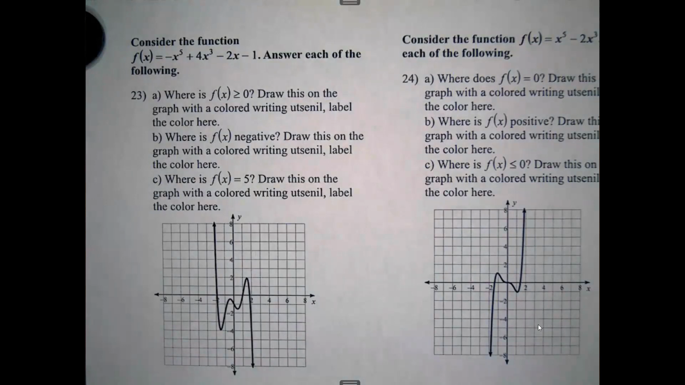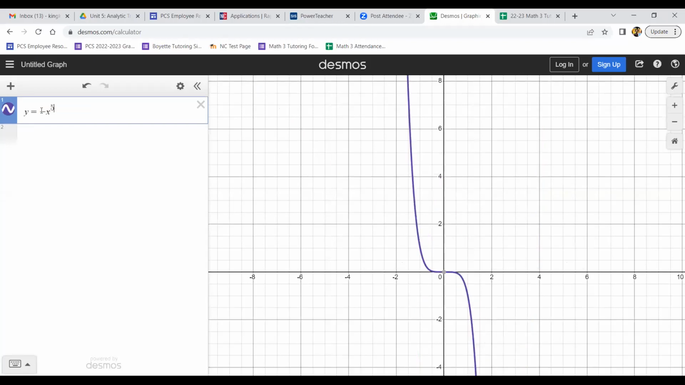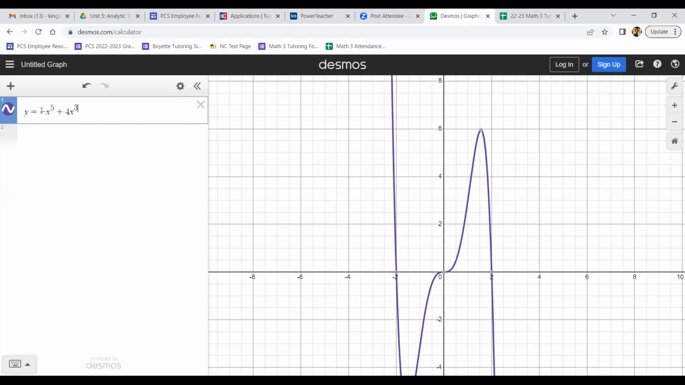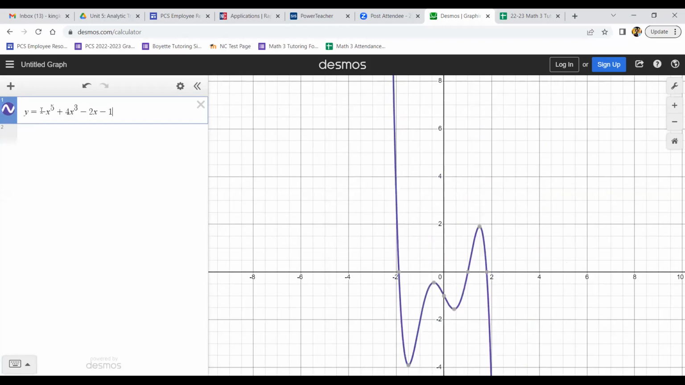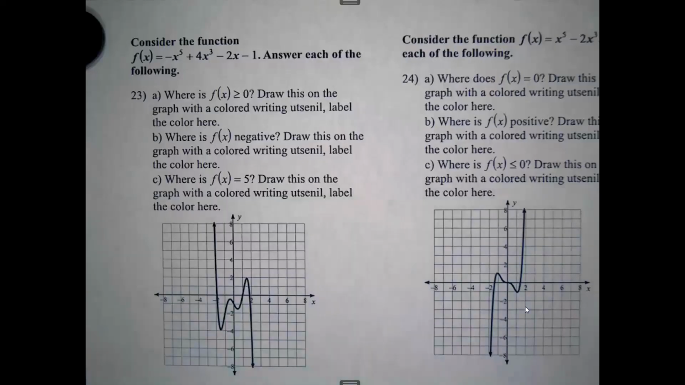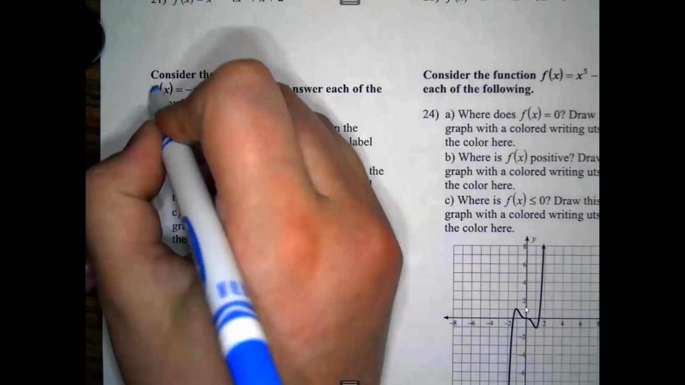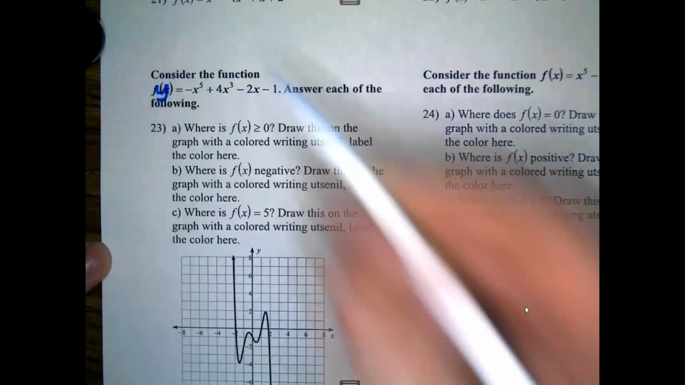So we've got negative x to the 5th plus 4x to the 3rd minus 2x minus 1. And the graph looks like this. And what I'm going to do is I'm just going to take one of my colors. And I'm doing blue first. And I'm just going to go over here, and on top of the f of x, I'm going to write y. I don't know if you guys remember, but f of x is just the y coordinate.